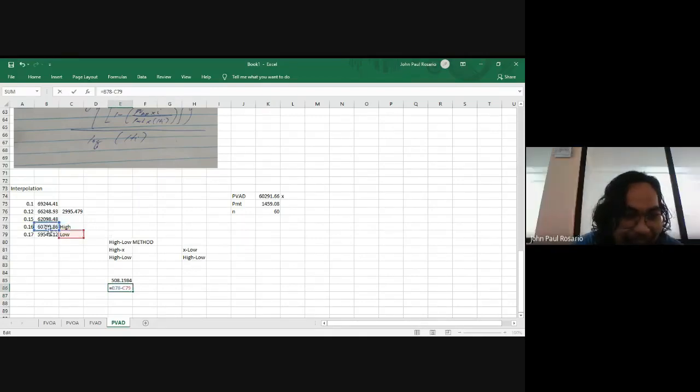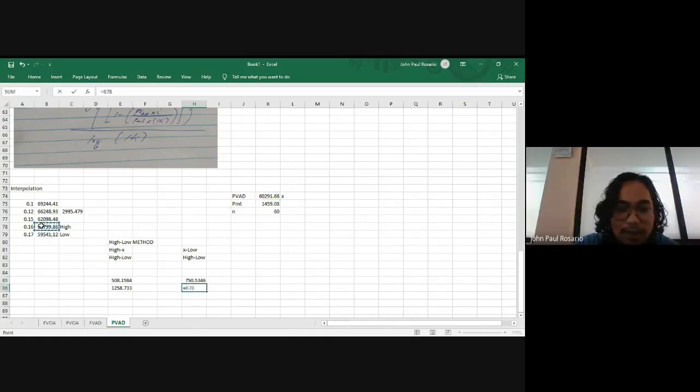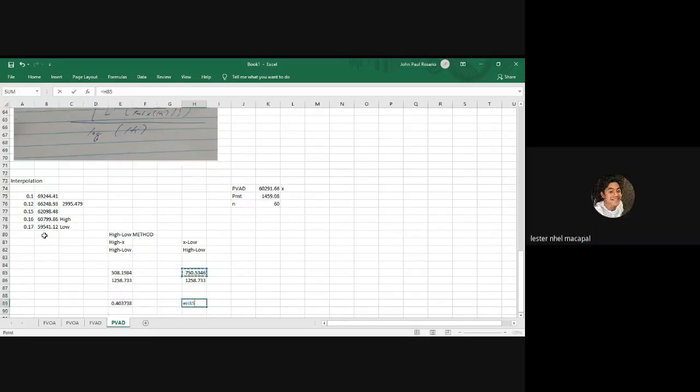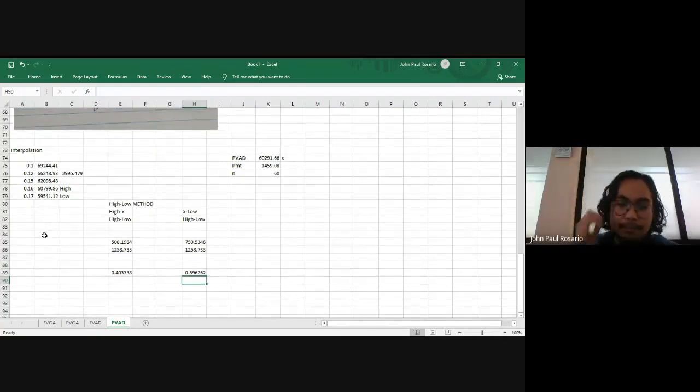High minus X. Then on this one, we have X minus low, and then high minus low, and then we divide that. So with this, in the first one, our common is high. Meaning, we start at 16%. So in order to get a number between 16 and 17, do we add this number or do we deduct this number?